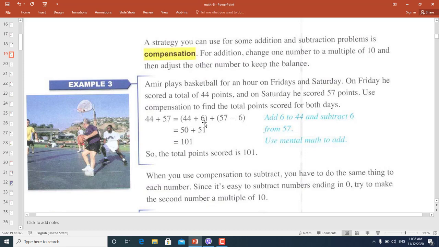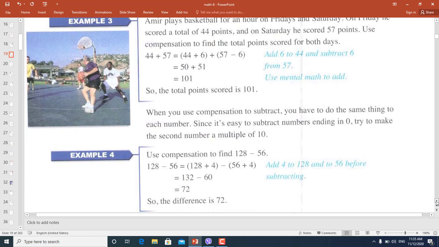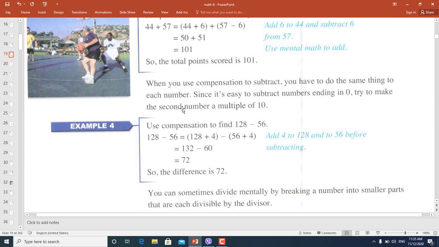After that we will solve the number in parentheses. 44 plus 6 is 50, and 57 minus 6 is 51, and 50 plus 51 is 101. And also example 4, it's about compensation, but example 4 is subtraction. So also from example 4, we make the number a multiple of 10.